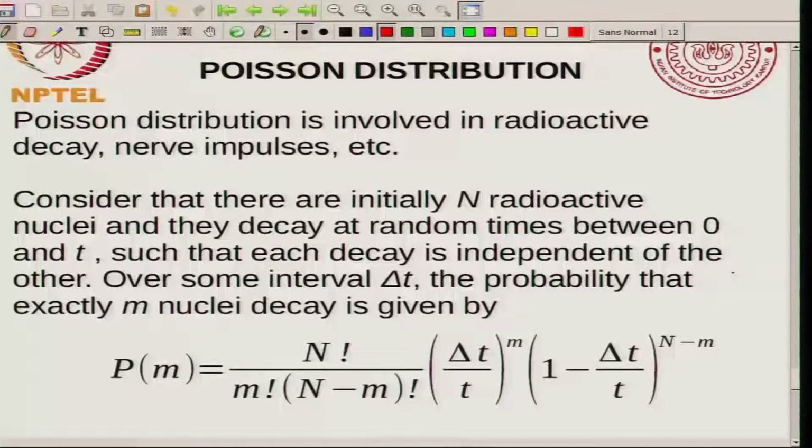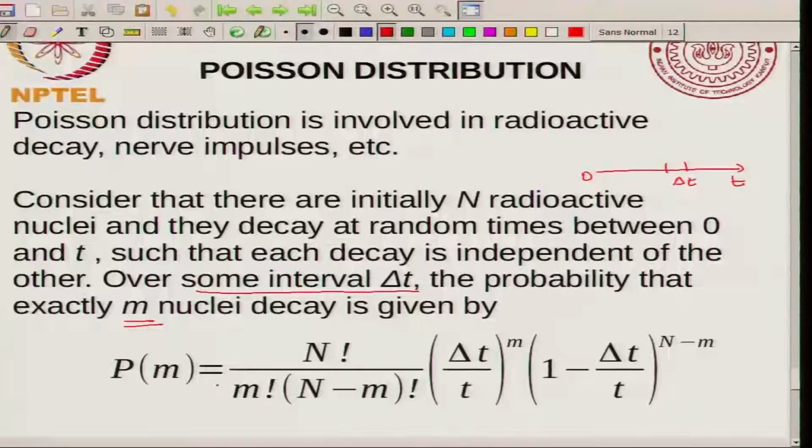Then you can ask the question, over some interval of time delta t. So, in this time from 0 to t, you can imagine some interval of time delta t, what is the probability that exactly m nuclei decay during this time delta t. So, just to show, you have 0 to t and you have some interval delta t, and you are asking what is the probability that in this interval there are m nuclei that decay. So, m nuclei decay over this interval delta t.